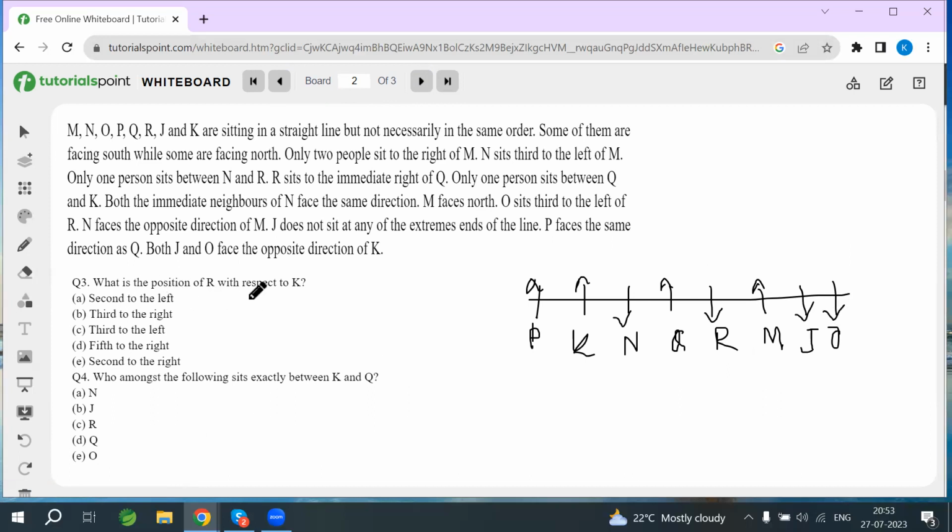Now, what is the position of R with respect to K? This is third to the right. So with respect to K, R is third to the right. And who amongst the following sits exactly between K and Q? So between K and Q, N is there.